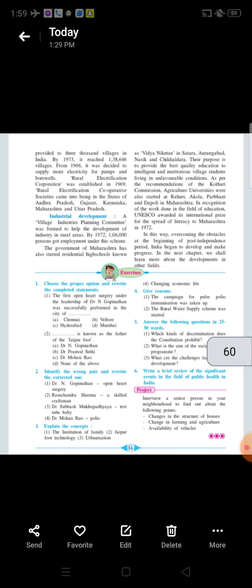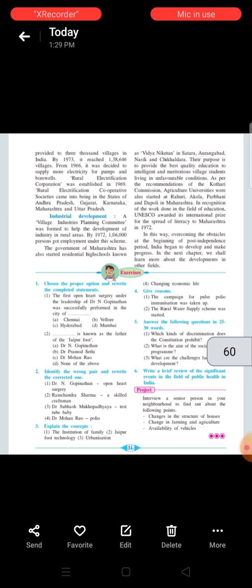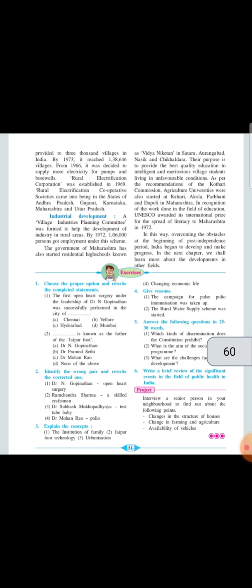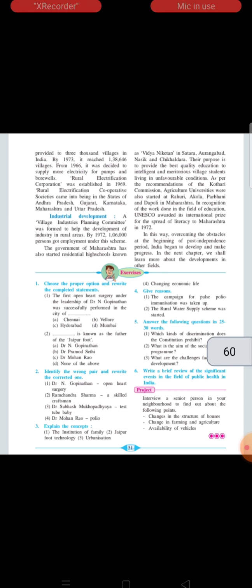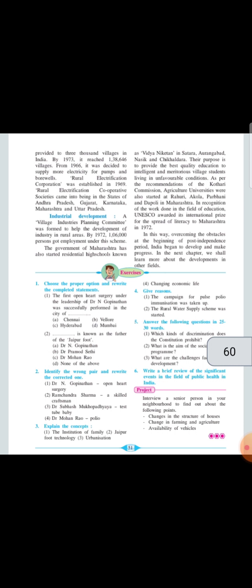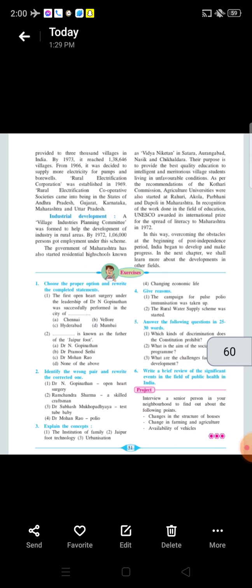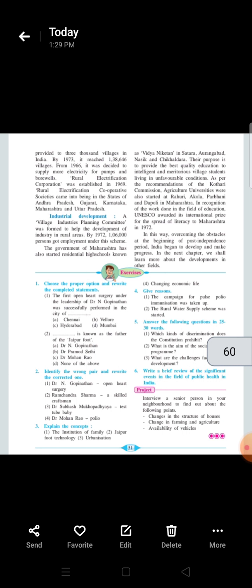And then there is Vidya Niketan. This Vidya Niketan is a residential school started by the Government of Maharashtra at Satara, Aurangabad, Nasik and Chikhaldara. And as per the recommendations of the Kothari Commission, agriculture universities were established at Rahuri, Akola, Parbhani and Dapoli in Maharashtra. UNESCO awarded the international prize to Maharashtra in the year 1972 for the spread of literacy.